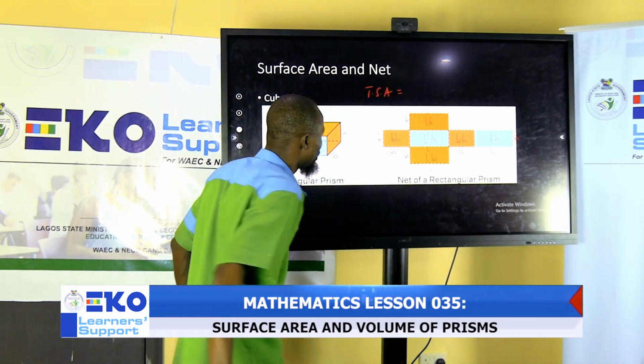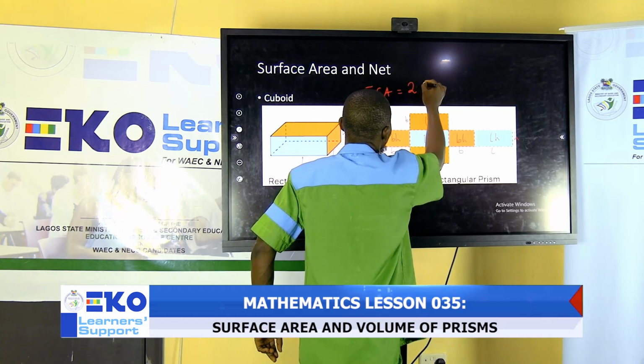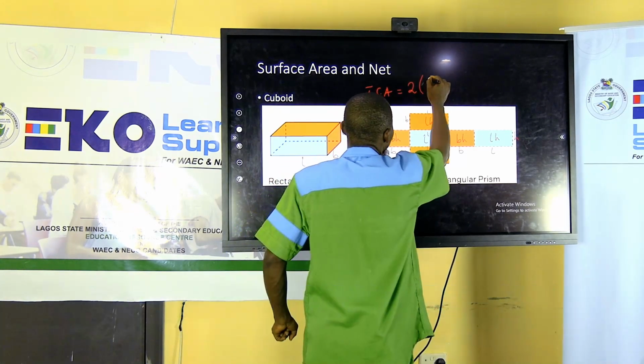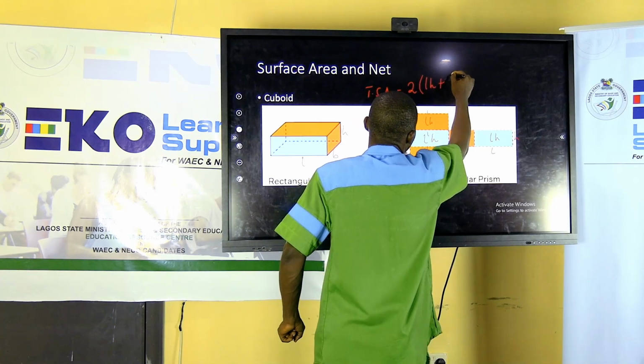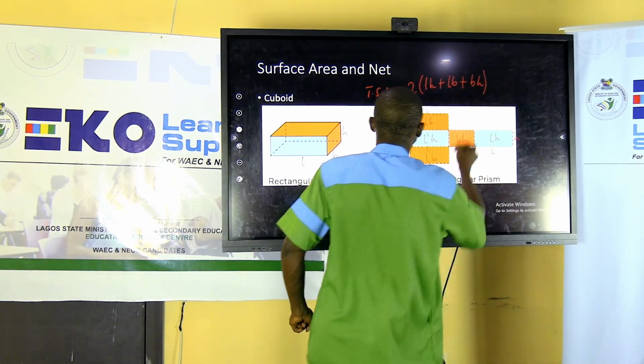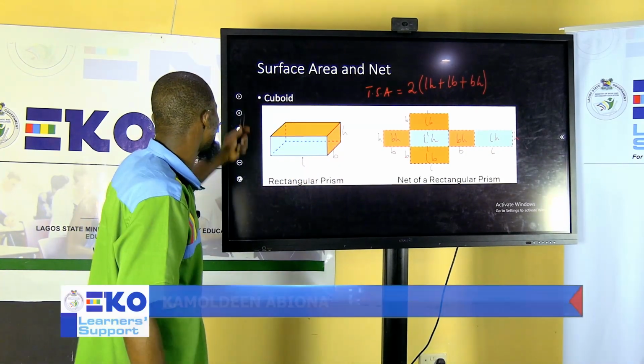of a cuboid is, if you add them together, you see 2 LH, all of them are having 2. So LH plus LB plus BH. So that is the formula for the total surface area of a cuboid.